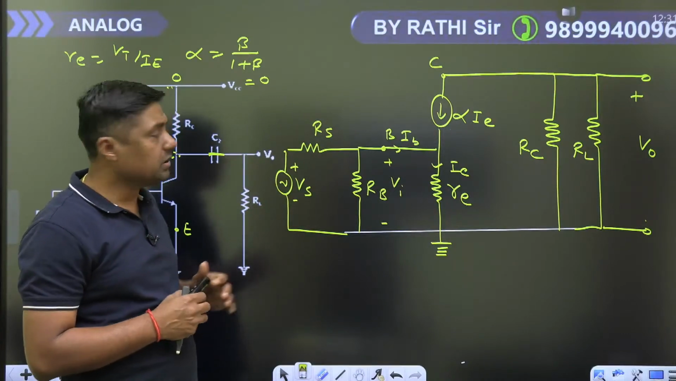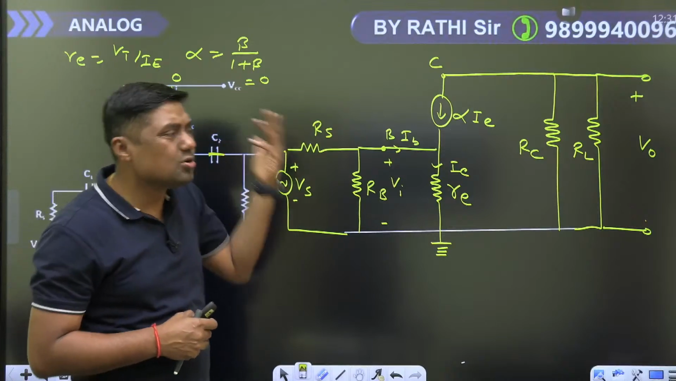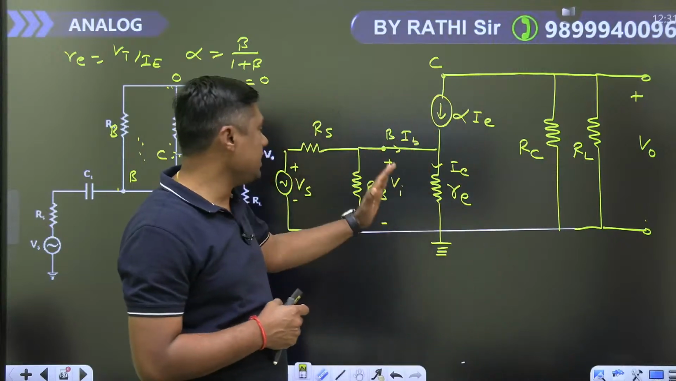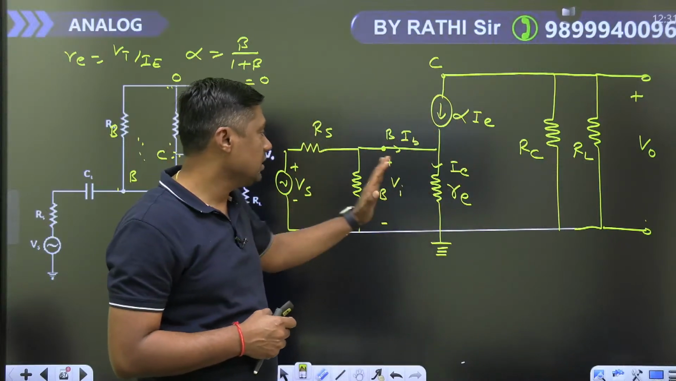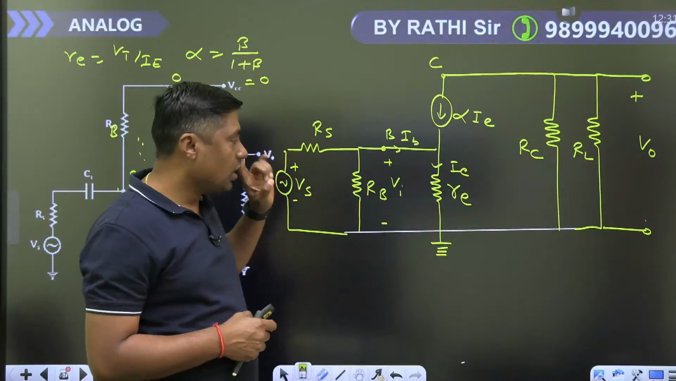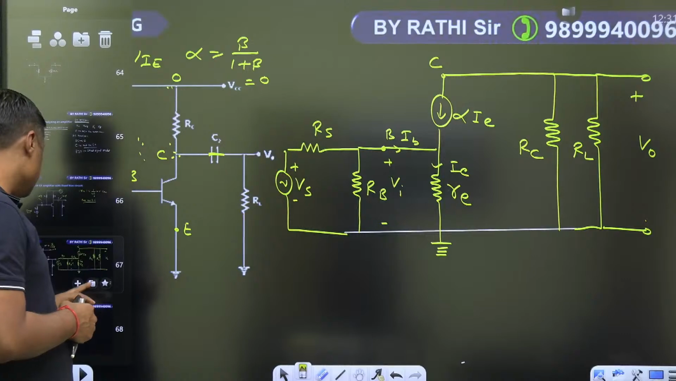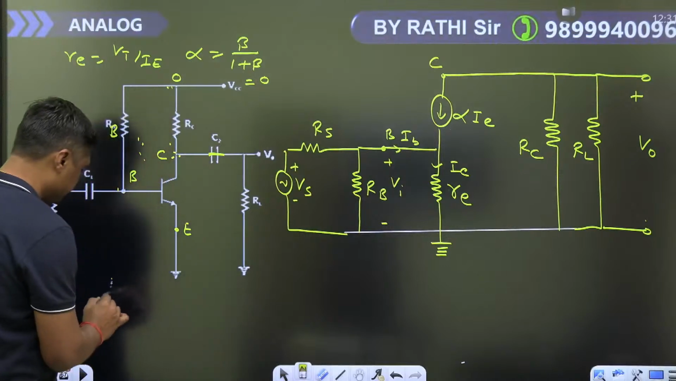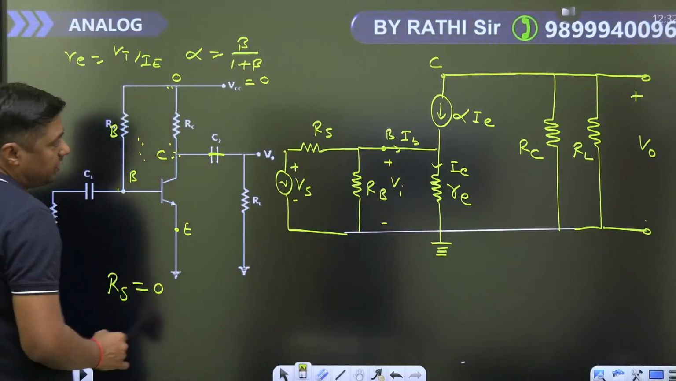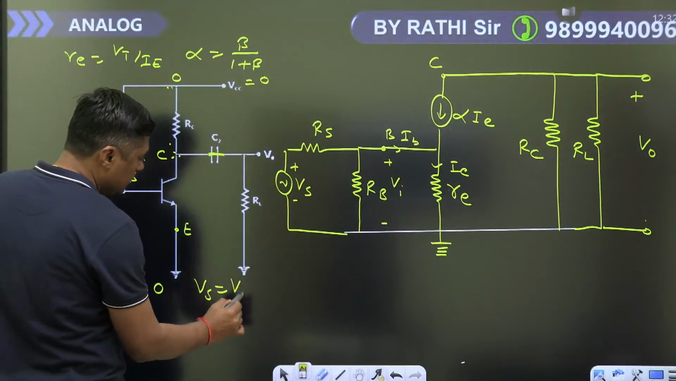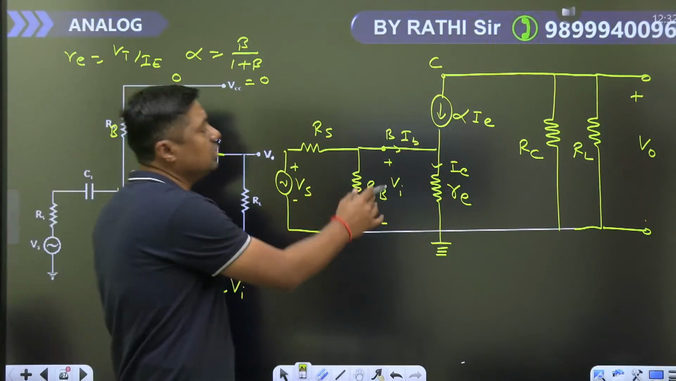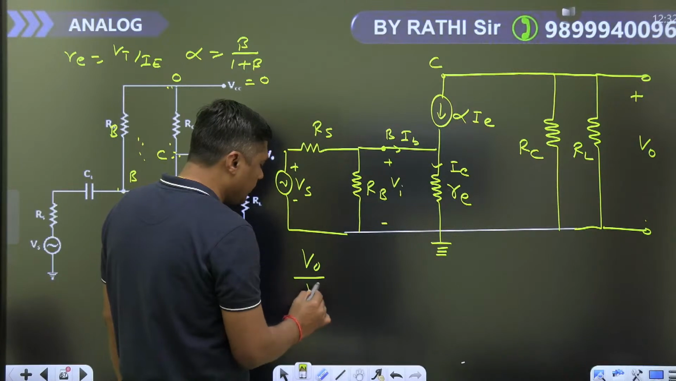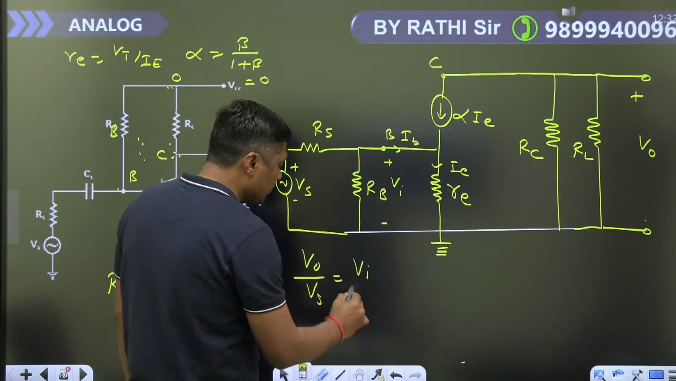So normally what will happen? RS is not given. RS is normally 0. If the RS is 0, first case, then Vi and Vs are equal because that is connected in parallel. So first I am considering the first case, then the second case. Let in this diagram RS is 0. Then Vs is equal to Vi. In that case, what is the midband voltage gain? V naught upon Vi or V naught upon Vs? Both are same.